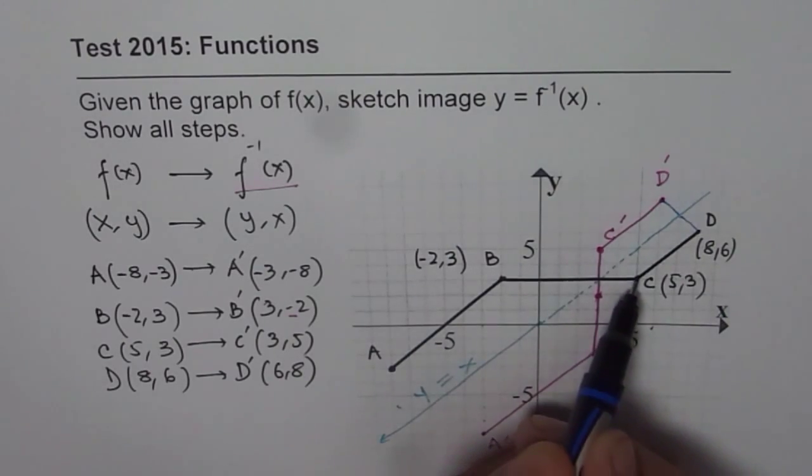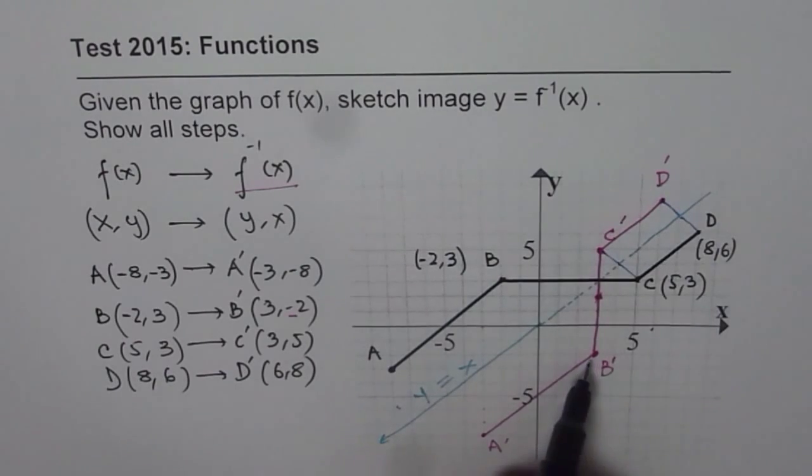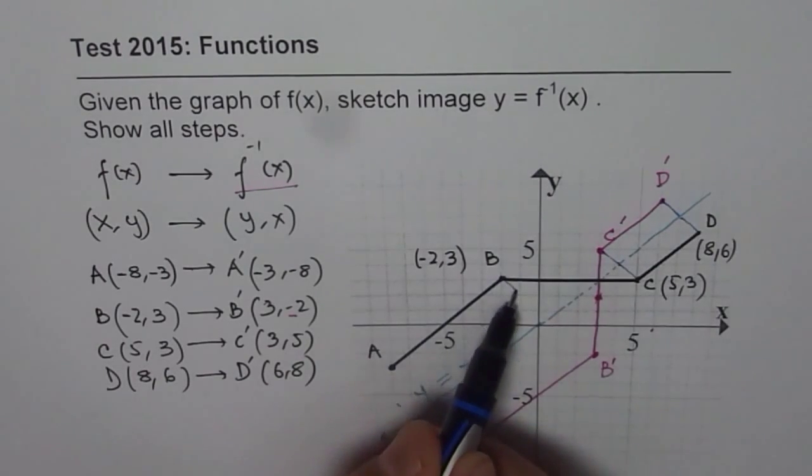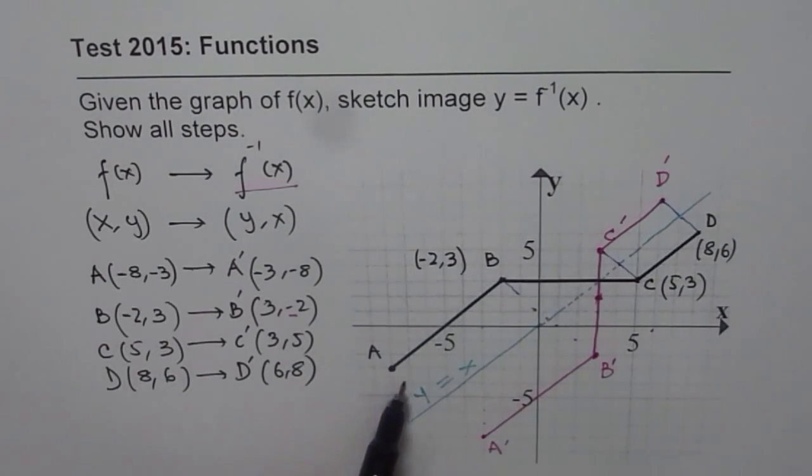C is one diagonal away, count another diagonal, you get C dash. As far as B is concerned, 1, 2 and a half, half, 1, 2, you get it. A, 1, 2 and a half, half, 1, 2, A dash.